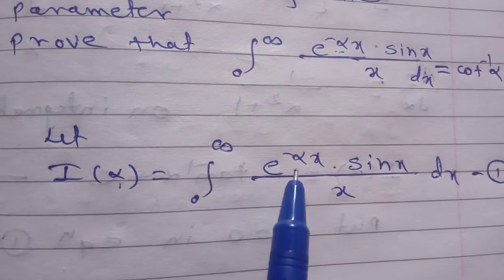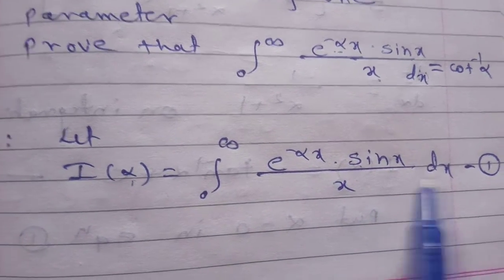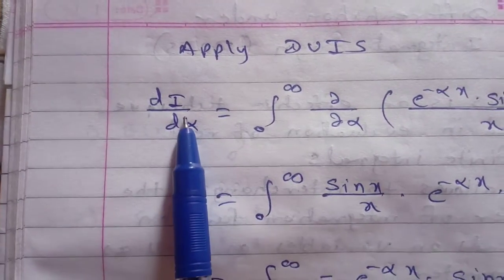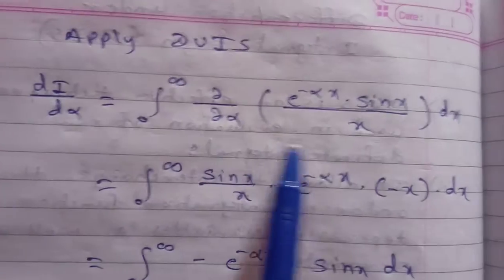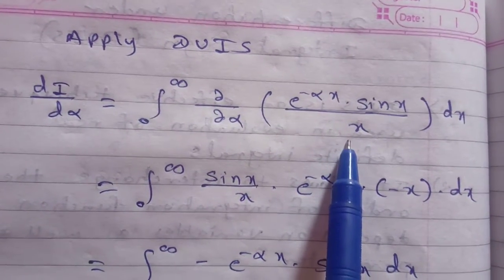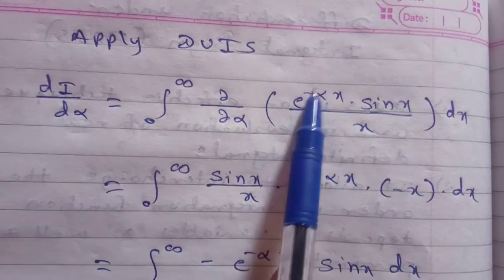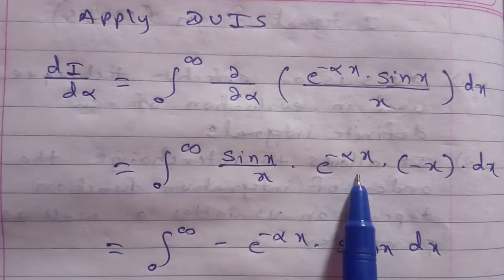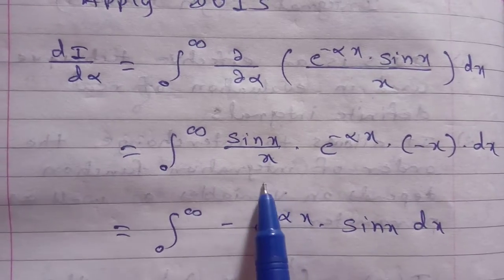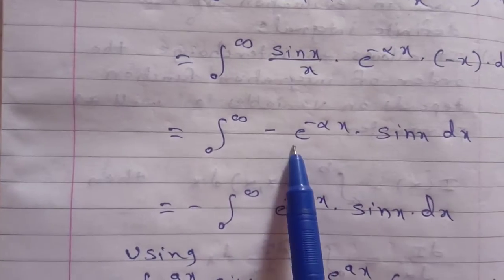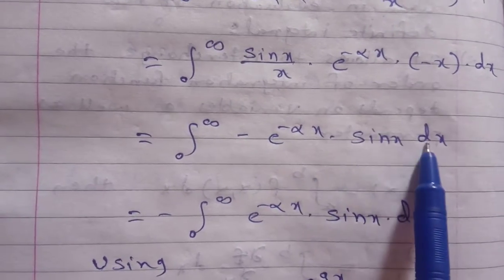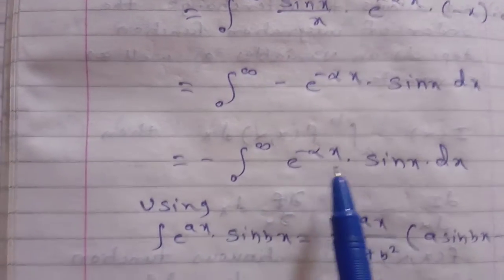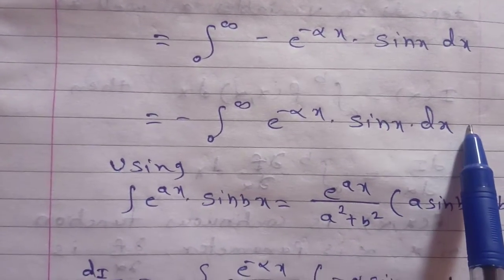Let us denote I of alpha is equal to the integral from 0 to infinity of e raised to minus alpha x sin x upon x into dx. Then apply the DUIS: differentiate with respect to alpha, dI by d alpha, take the partial derivative of this function. Here sin x upon x is independent of alpha, so differentiate with respect to alpha e raised to power minus alpha x. What is the derivative? E raised to power minus alpha x into minus x. This x and this x get cancelled, then the answer is minus e raised to power minus alpha x sin x dx. Then minus outside, the integral from 0 to infinity of e raised to power minus alpha x sin x into dx.